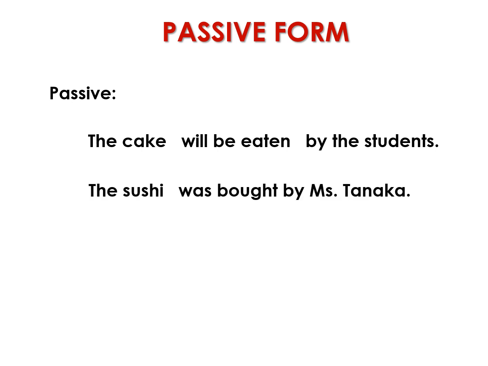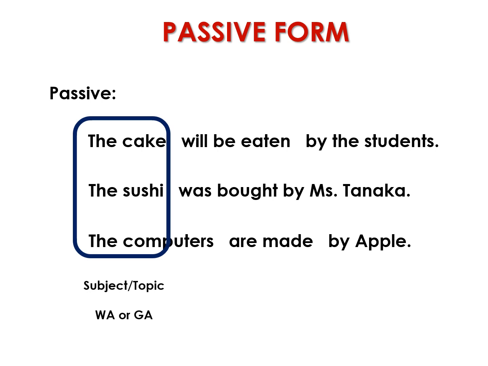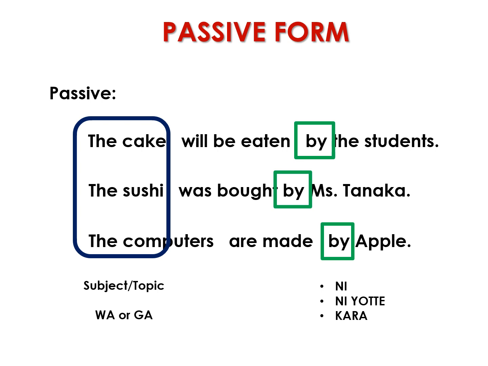The sushi was bought by Ms. Tanaka. The computers are made by Apple. In passive sentences, the focus is on what would have been the direct object in an active sentence. The direct object has become the subject, and the word by, to denote the doer, is indicated in a Japanese sentence by the particles ni or niotte or kara. There are nuances to these three, as you will learn later, though ni is the most commonly used and you'll never go wrong using ni.